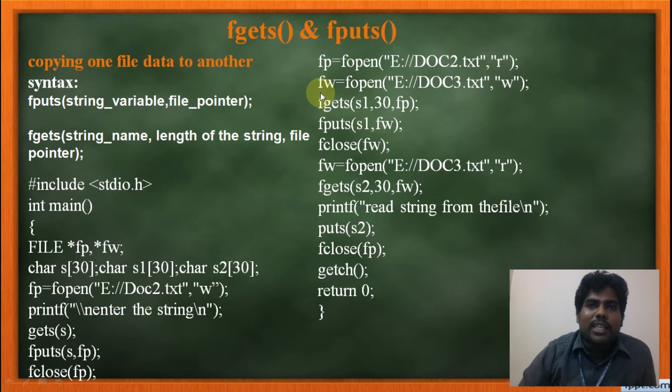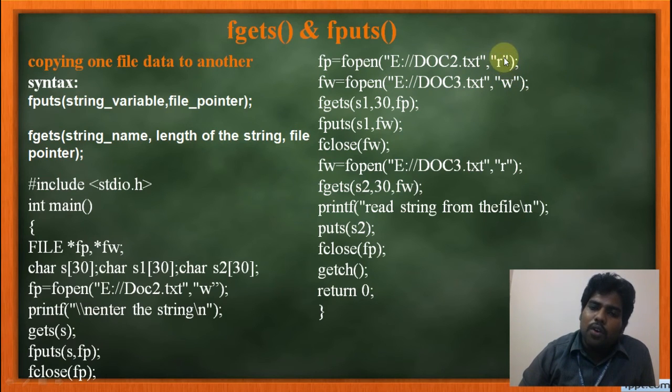Now I am creating the second file. fw equal to fopen of. In the same drive, I am creating another file. The name is doc3.txt. Here again I am using W mode. So inside this doc3, I can use only fputs. Inside this doc2, I can use only gets, because it is in the read mode. So I can only read it. It is in the write mode, I can only write it.